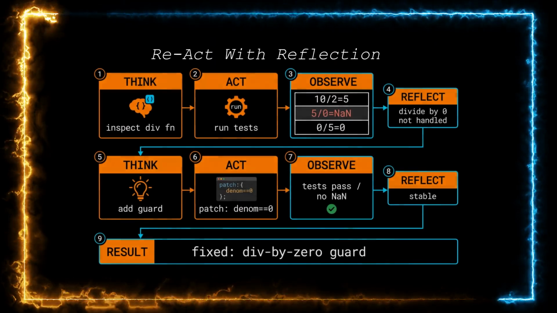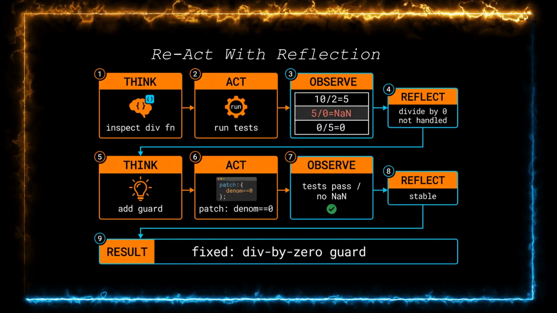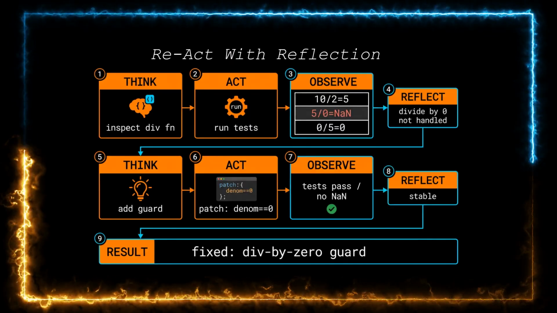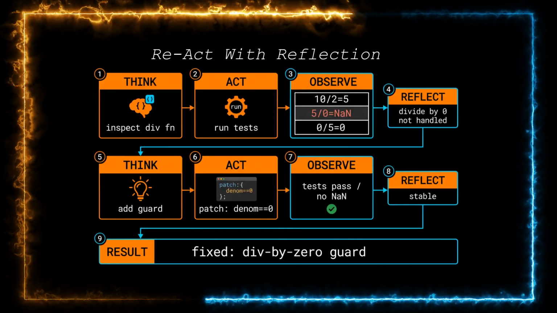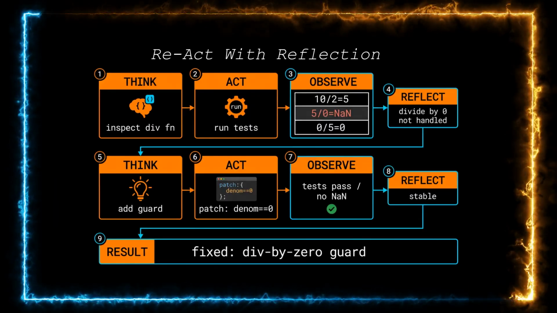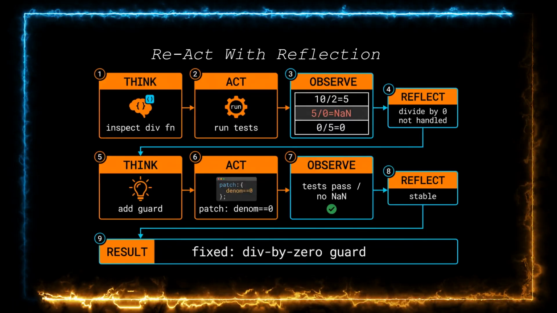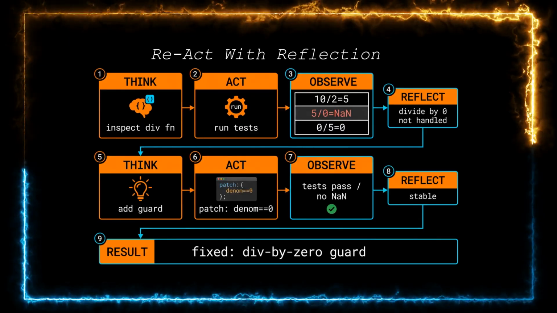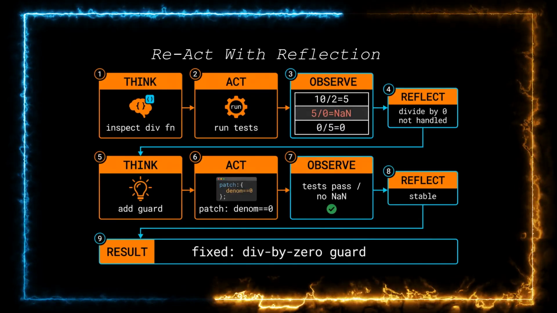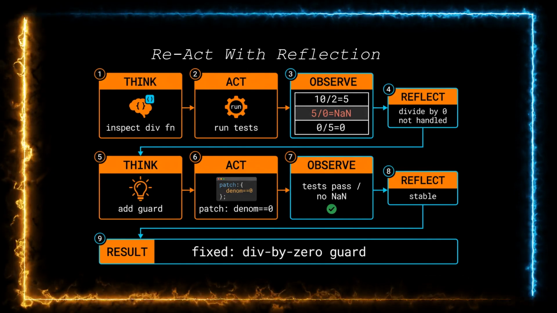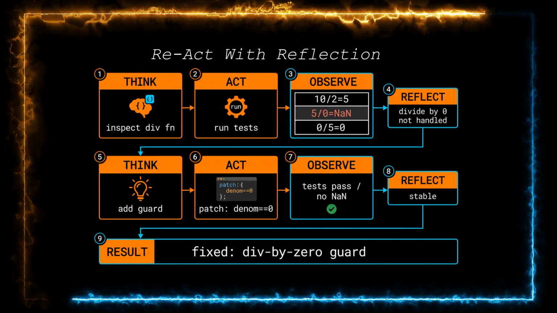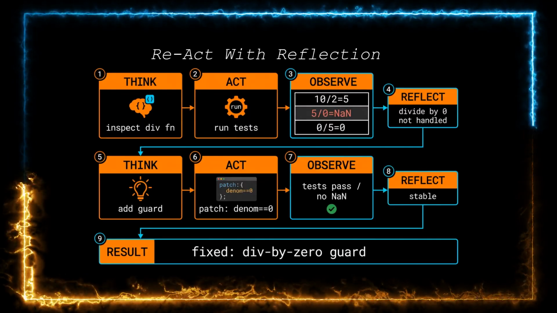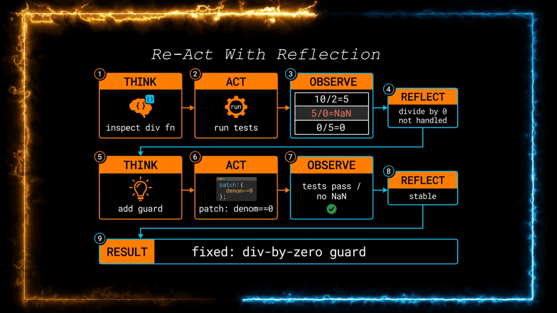Example: fix the bug where my function returns NaN when dividing numbers. Think: I need to inspect the division function. Act: run the function with test inputs, 10 divided by 2, 5 divided by 0, 0 divided by 5. Observe: 10 divided by 2 equals 5, 5 divided by 0 equals NaN, 0 divided by 5 equals 0. Reflect: division by 0 is not handled, which causes NaN. This is incorrect behavior. Think: I should add a guard clause for division by 0.